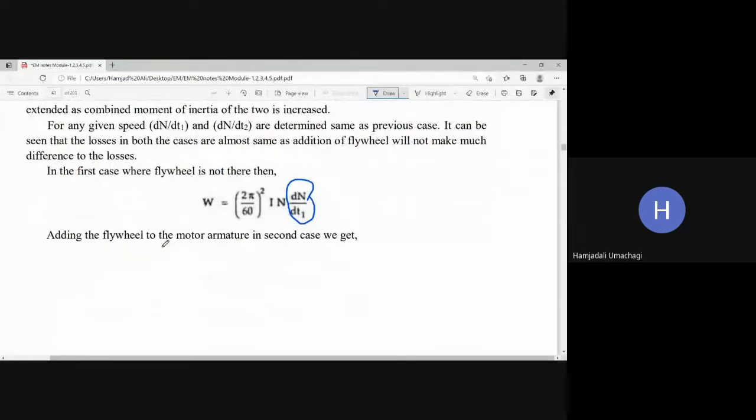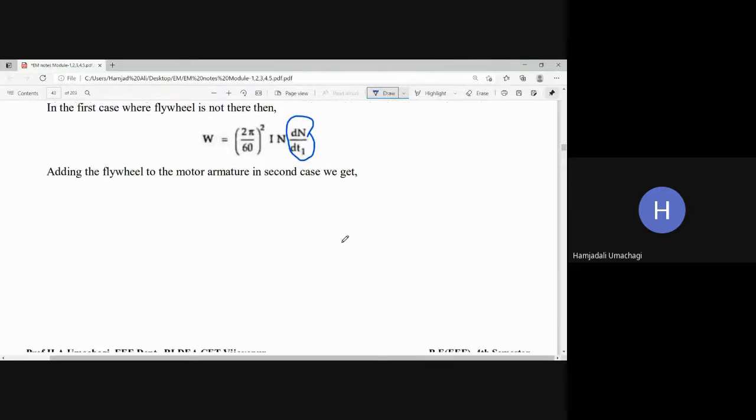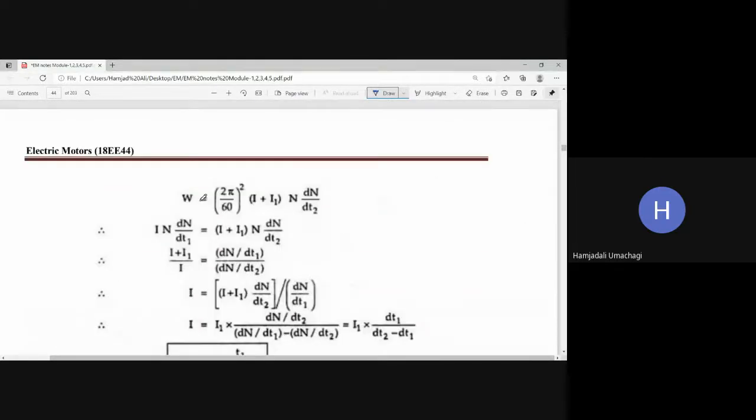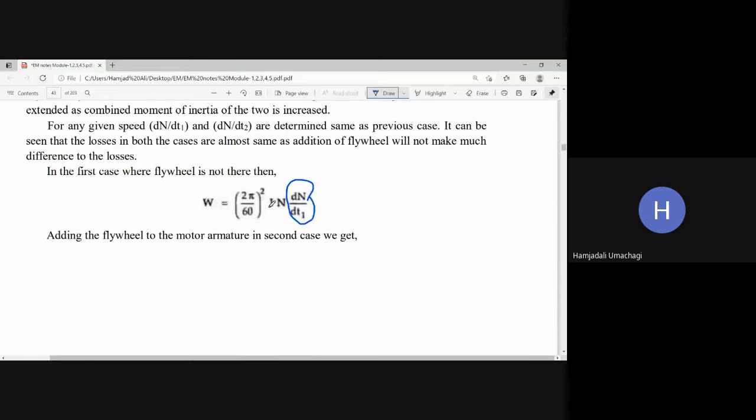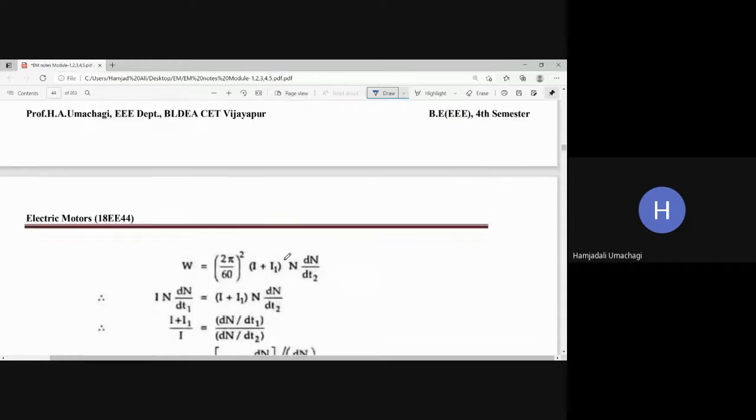Now, let us see the second equation, adding the flywheel to the motor armature. On the addition of the flywheel to the shaft of the armature, it is going to take extra time. What is that extra time? That will be dn by dt2. So once again, the stray loss or rotational loss equation will be what? (2 pi by 60) whole square as it is. Here, I is the moment of inertia which is unknown. But the flywheel's moment of inertia is what? What value?